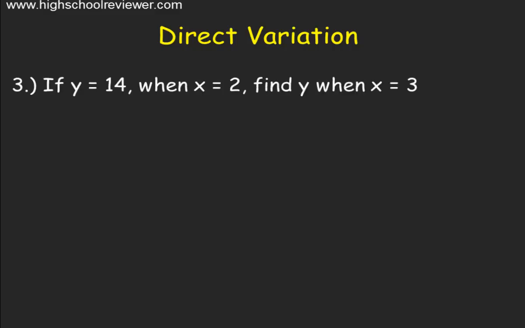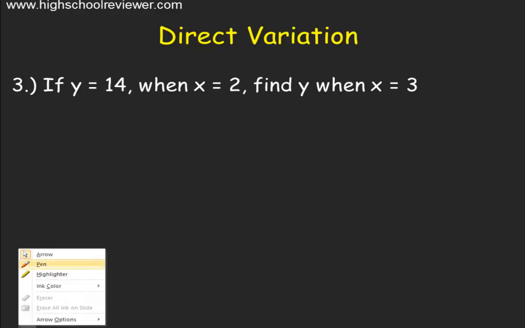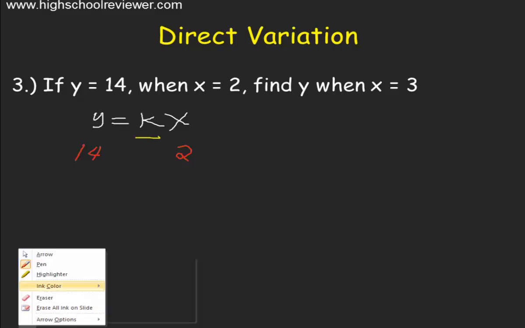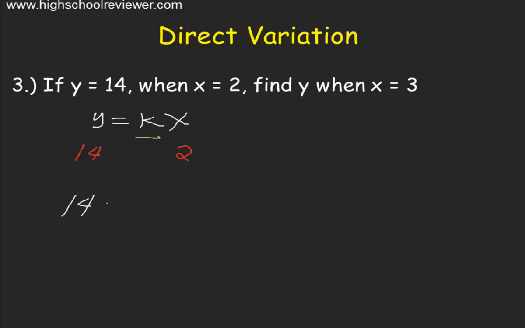Number 3. If y equals 14 when x equals 2, find y when x is equal to 3. Again, we are going to use y is equal to kx. Our y here is 14 and our x is positive 2. We are going first to find k. So to find k, this is now 14 equals k times 2. So to find k, divide both sides of the equation by 2.